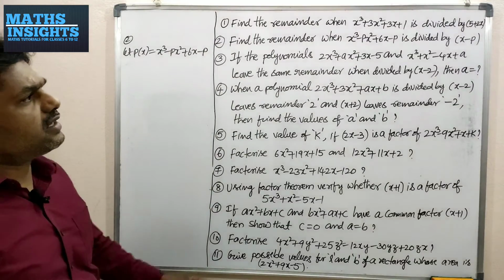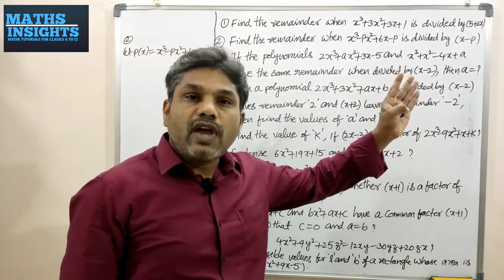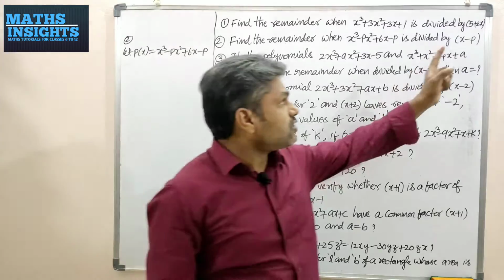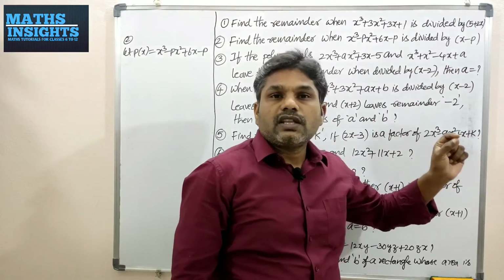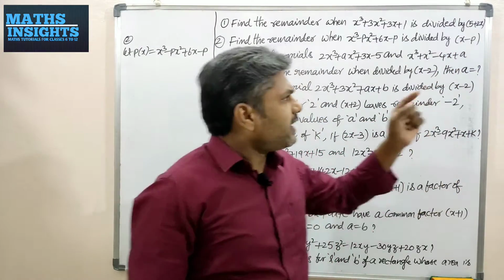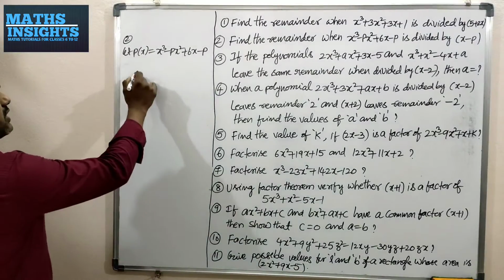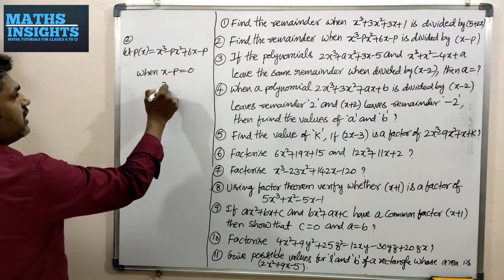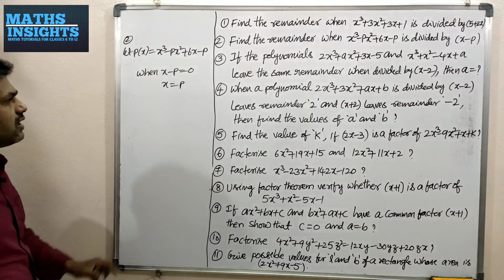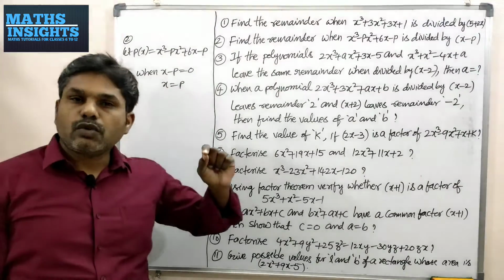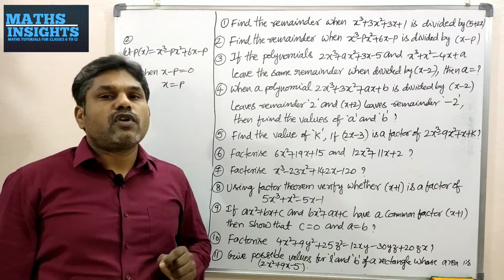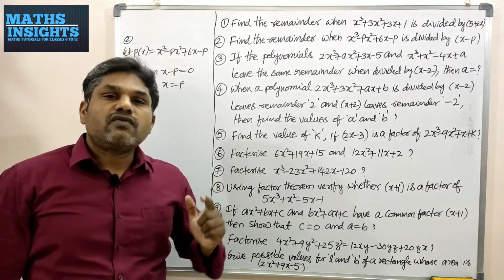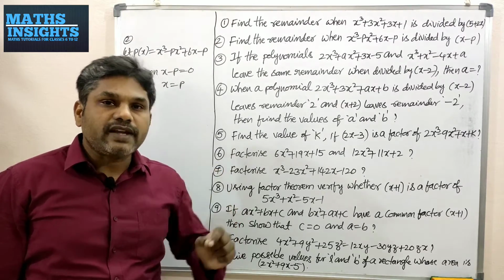After assuming like that, you have to find the value of x with which you are going to divide the given polynomial. So x minus p, when x minus p is equals to 0, then your x will become p. That means you have to keep x is equals to p in the given polynomial and you will get some value, that is the remainder.